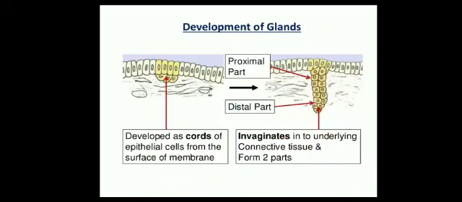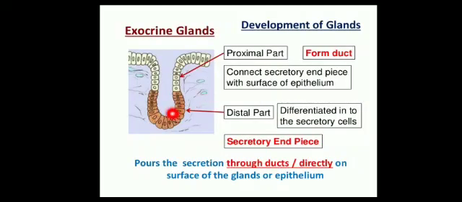Here you can see that this is the surface epithelium, and the cells begin to invaginate in the underlying connective tissue. This is the distal part, this is the proximal part. The distal part differentiates into the secretory cells, and the proximal part connects the secretory end piece with the surface of the epithelium.